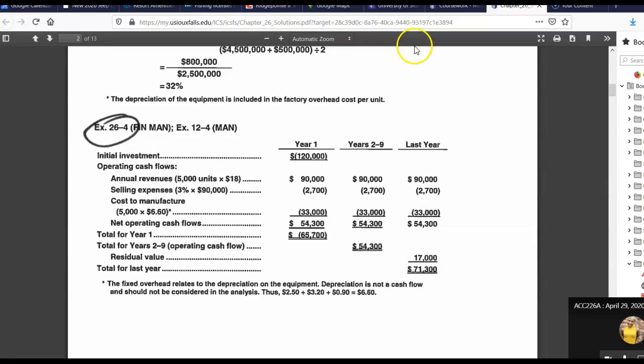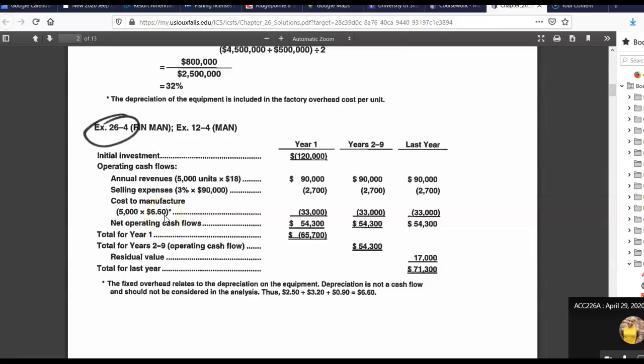Year 1 is a little bit different than the last year, and years 2 through 9 are all the same. So in year 1, what's our cash flow? Well, there's going to be a huge outlay of cash of 120 grand. Then there are 5,000 units being sold in each of the years at 18 bucks apiece, so there's 90 grand. There's some selling costs that go along with it.